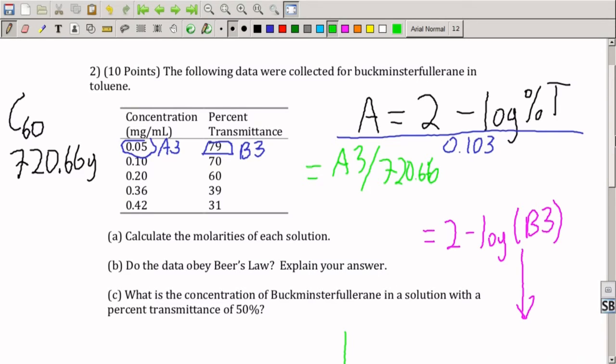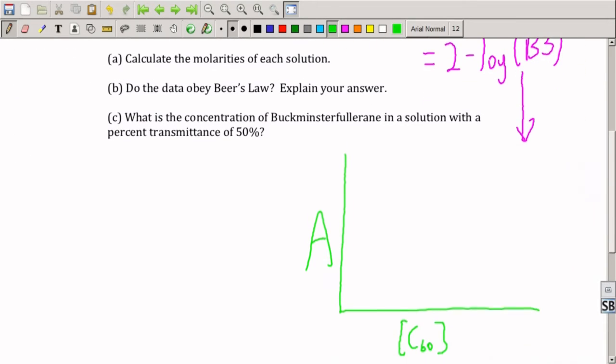You can do it in Excel. It's not that difficult, but it's a lot easier just to set everything up ahead of time so that it's correct. So you put your molarities first, your absorbance second. The absorbance is going to go on the Y-axis, and the molarity is going to go on the X-axis. How do I know if this data obeys Beer's law?